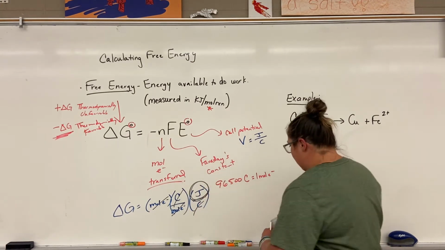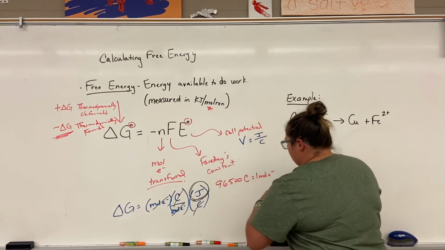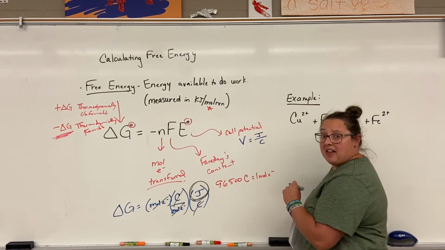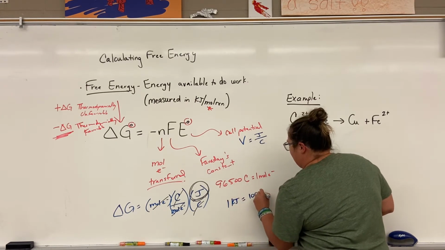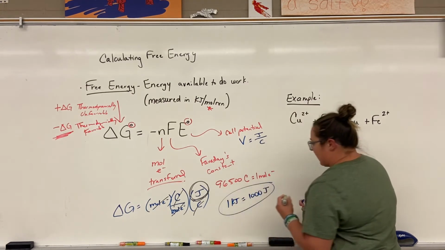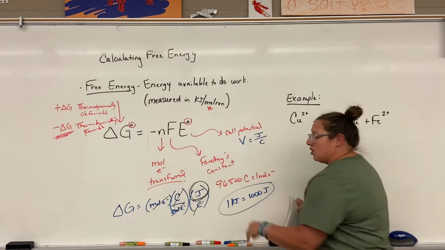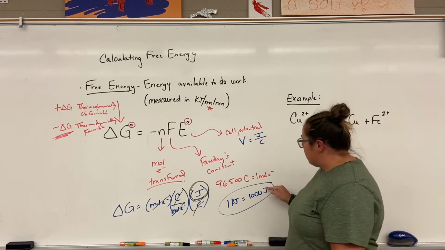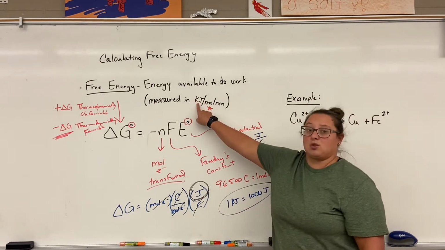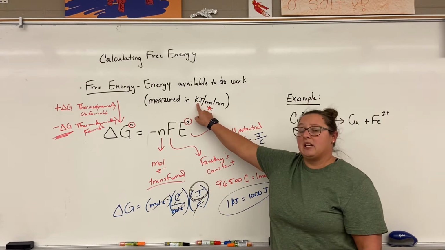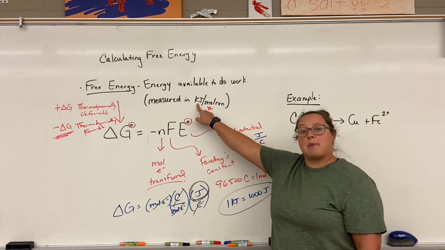And the way you do that is by dividing by 1,000. So 1 kilojoule is equal to 1,000 joules. That is a conversion factor that you need to know in order to convert between joules and kilojoules, what we need our unit to be in. And this will all make sense when we do an example problem.